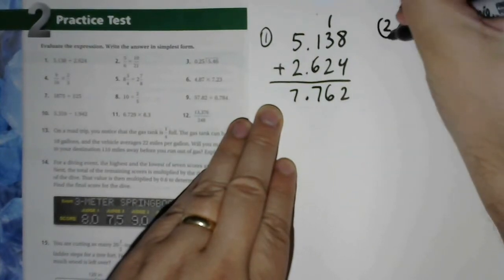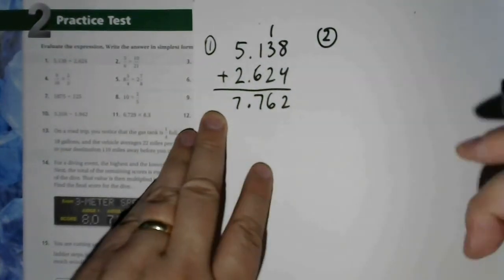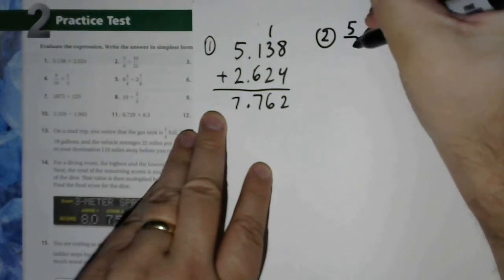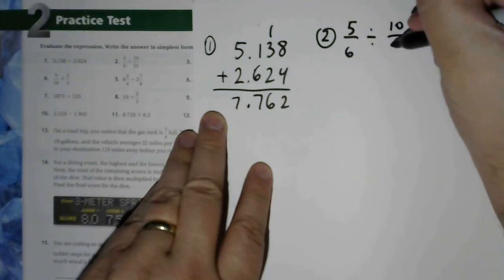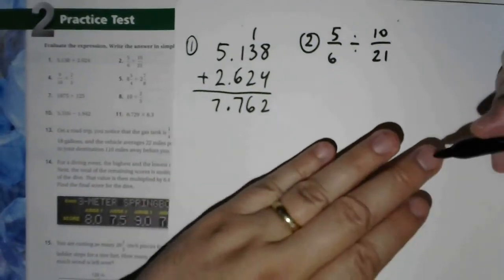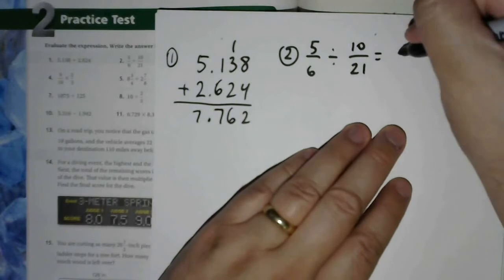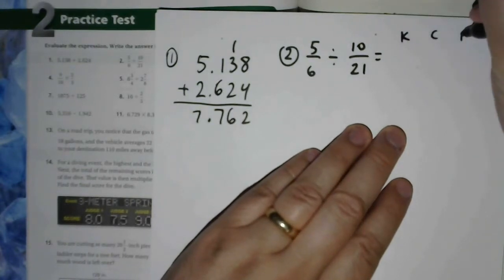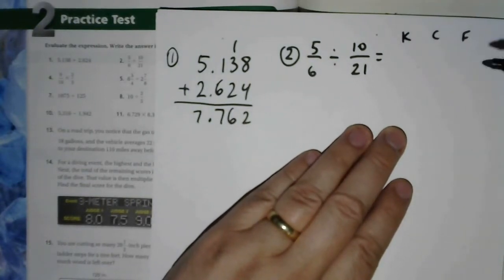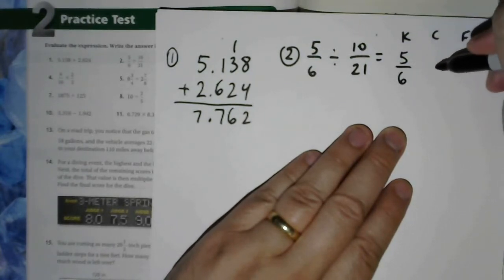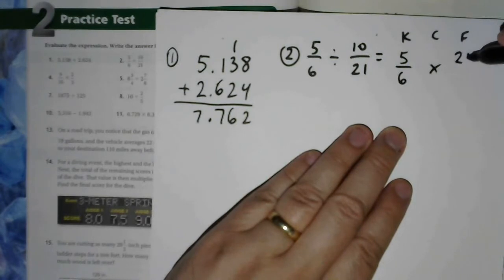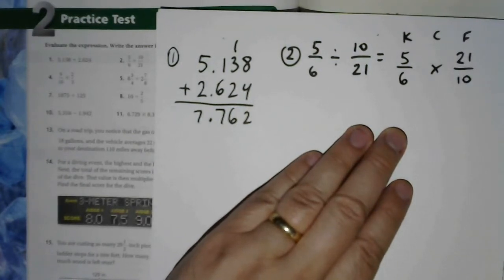Now on number 2, let's try to write this one down correctly as well. We have 5/6 divided by 10 over 21. Now, for dividing fractions, I want to remember keep, change, flip. And I can write KCF up there on my paper to help me remember. So keep 5/6, change the sign, and flip. So I have 21/10.